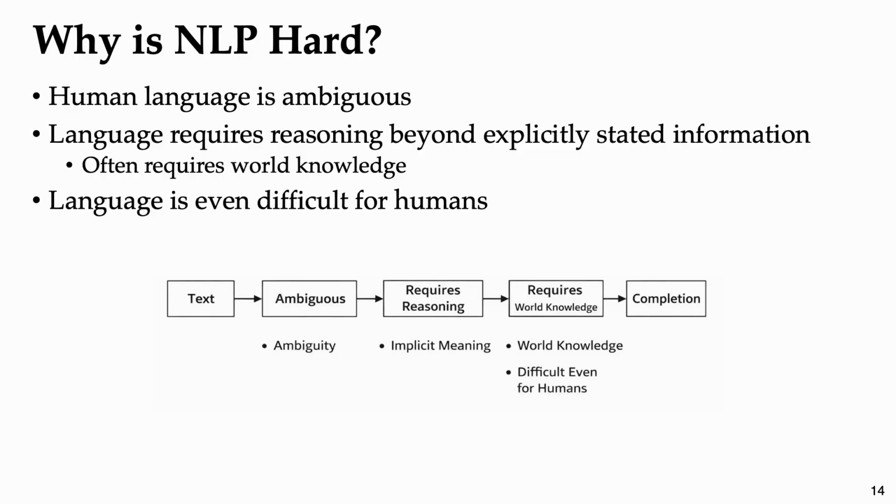Language understanding also frequently requires reasoning beyond explicitly stated information. It often relies on world knowledge. For instance, the phrase "compound interest" carries meaning that depends on an understanding of finance, not just the literal words themselves. Importantly, language can be difficult even for humans.